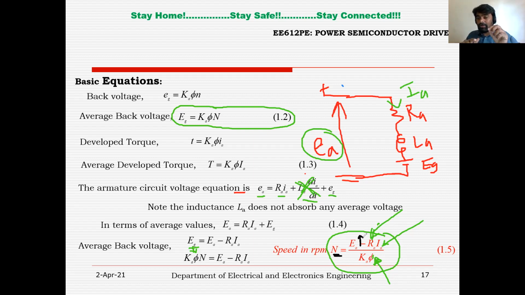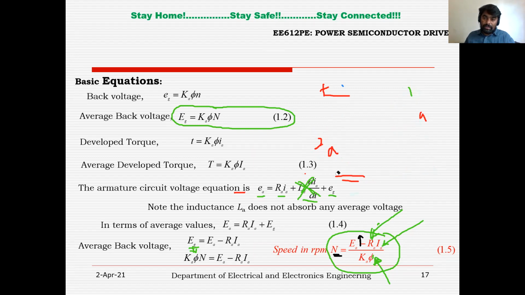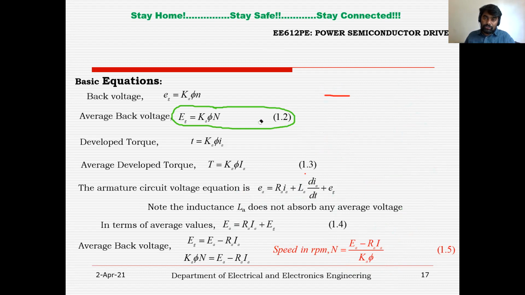In case of fully controlled converter, EA will be 2 Vm by pi cos alpha. So now by varying the alpha, you can control the speed. That is what we are going to see here in this lecture video now, right? So now we are going to vary the firing angle to a controlled converter, which may be semi-controlled converter or fully controlled converter. So EA can be varied. If EA varies, then you can vary the speed, right? Now let us see.